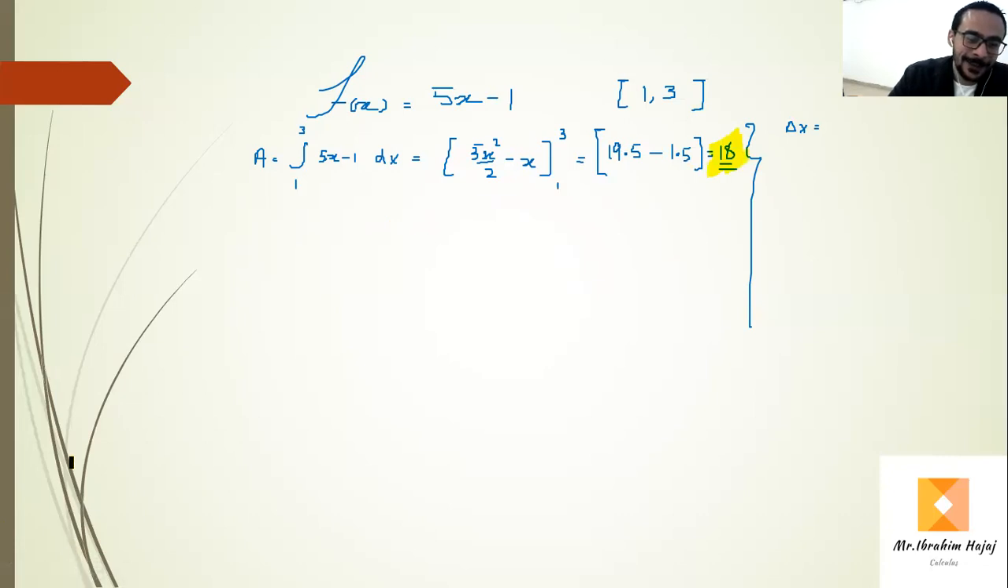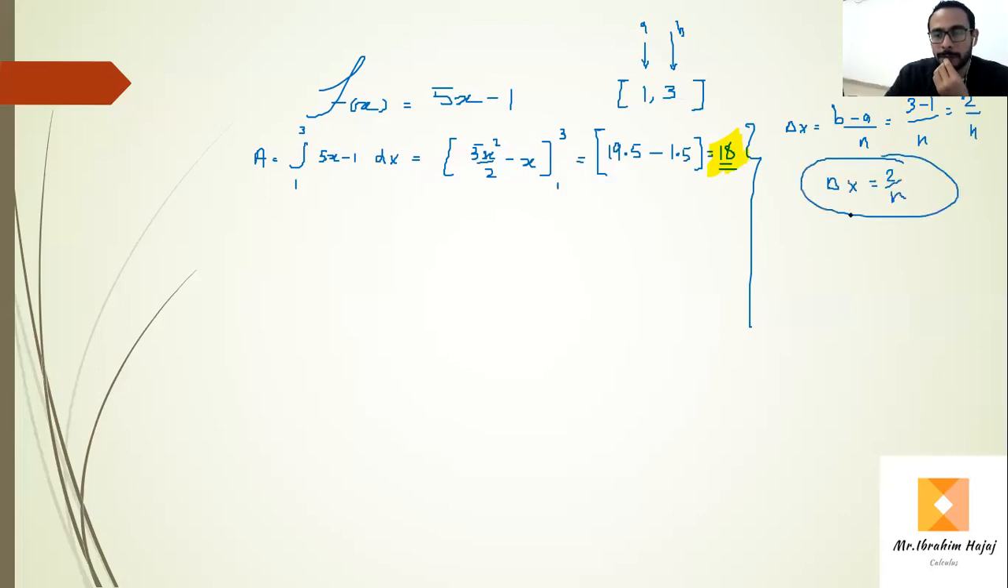Now we go get the formula. Delta x equals b minus a over n. Here is the a, here is the b. So b is 3 minus 1 over n, which is 2 over n. So delta x equals 2 over n.